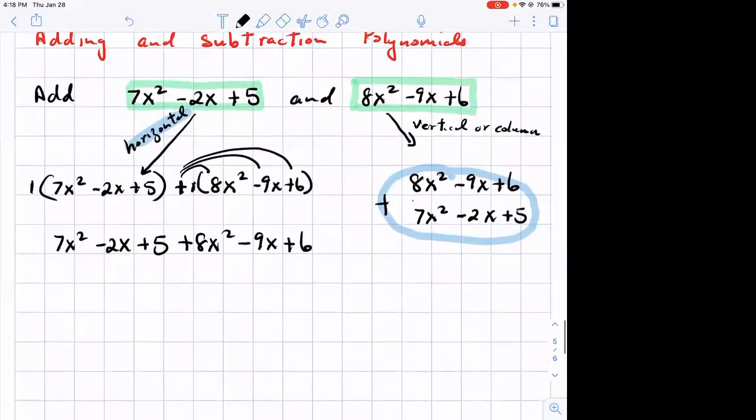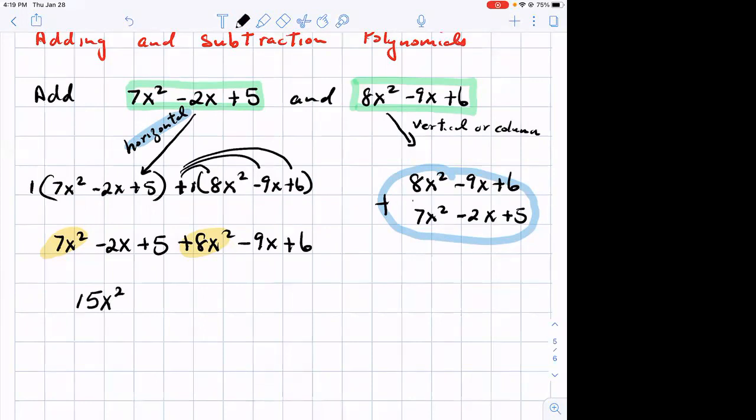And now what we do, we combine like terms. For example, this like term with this like term. So 7x squared plus 8x squared becomes 15x squared. Please note that when you're adding or subtracting, the power does not change. It's like money. $7 plus $8 becomes $15, not $15 squared or $15 to the fourth power. So when adding or subtracting, the power doesn't change.